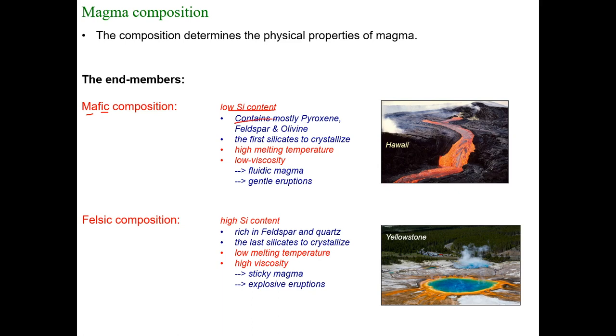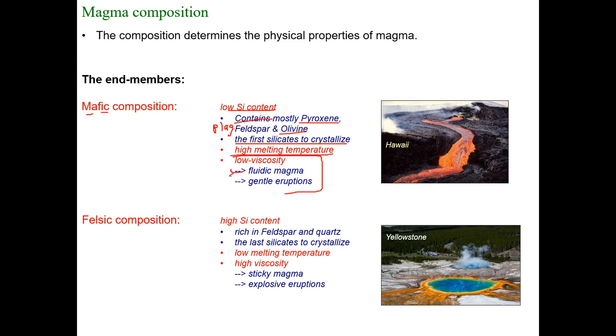They contain mostly pyroxene, plagioclase feldspar, and olivine. They are the first silicates to crystallize out of a cooling basalt. They have a high melting temperature and low viscosity, and the low viscosity means that they are very fluid. They flow easily. Okay? That makes more fluidic magma.